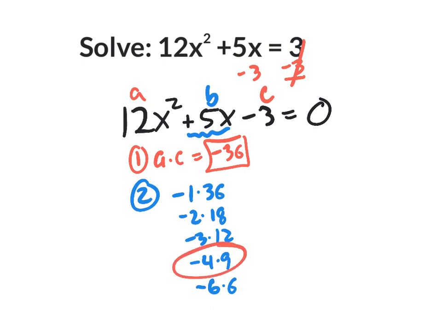And I do not have to change any signs. It actually gives me that plus 5 that I need right there in the middle. So the next step is to rewrite it: 12x squared, but instead of the middle term 5x, I'm going to rewrite it as negative 4x plus 9x. And I still have the minus 3 at the very end, and it's still going to be equal to 0.